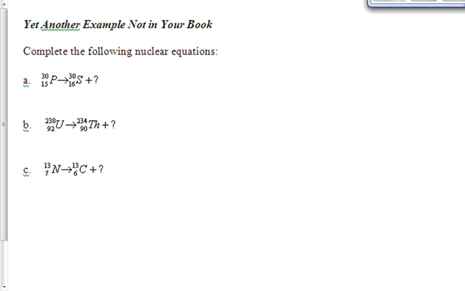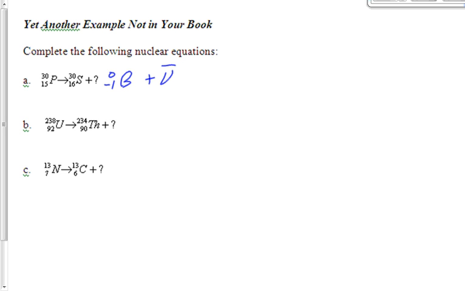Let's do one more here. We want to complete the following nuclear reactions. Three of them. Carbon-15... 30 15 goes to 30 16 plus what? Plus what? Well, 16 plus what equals 15? Minus 1, wouldn't it be? 30 plus 0 equals 30, so that would be a beta particle, right? Is that it? There's got to be an antineutrino produced there as well, because it's beta-negative decay.